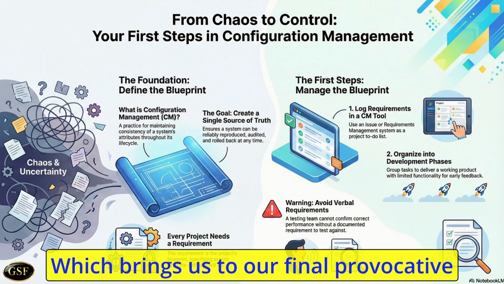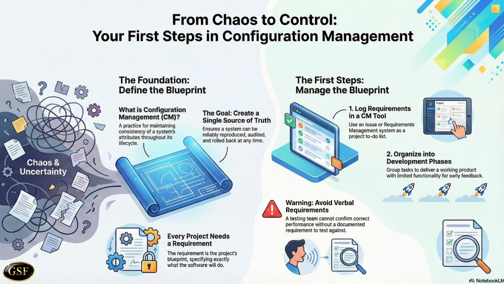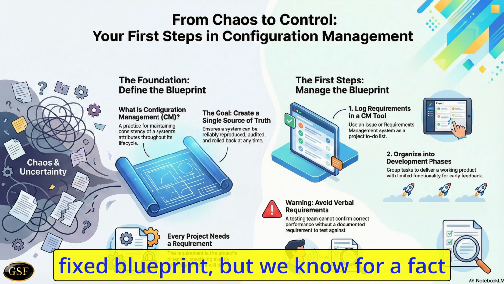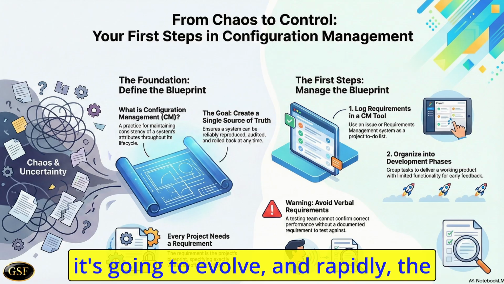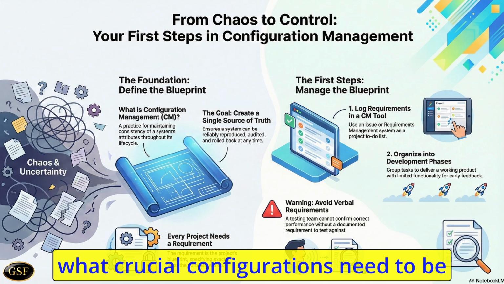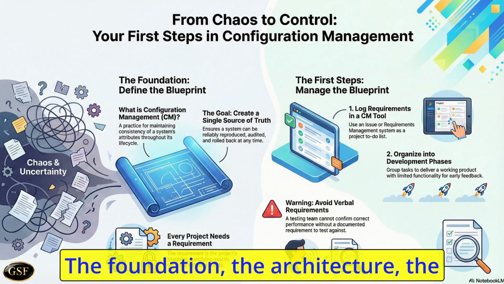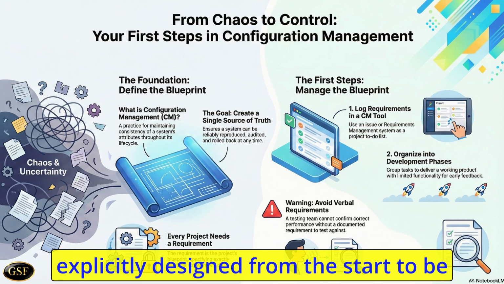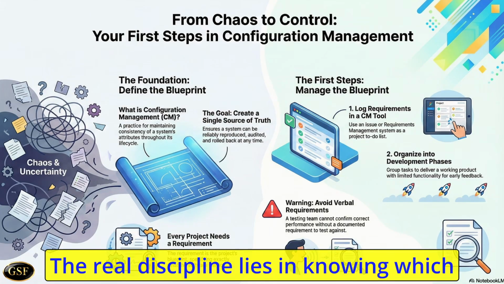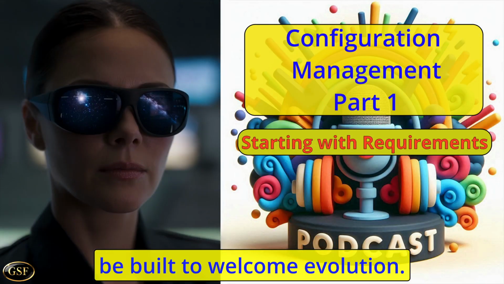Which brings us to our final provocative thought for you to mull over as you approach your next blank sheet project. If the requirement is supposed to be this fixed blueprint, but we know for a fact it's going to evolve, and rapidly, the moment the customer sees the first build, what crucial configurations need to be absolutely locked down from day one? The foundation, the architecture, the tooling, versus what components must be explicitly designed from the start to be flexible and adaptive. The real discipline lies in knowing which parts of your configuration should never change and which parts must be built to welcome evolution.